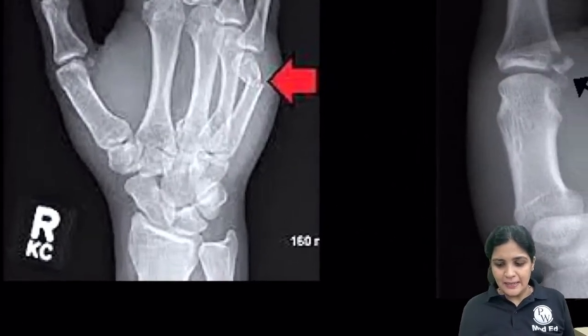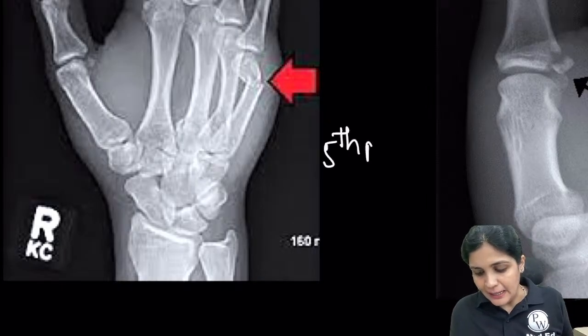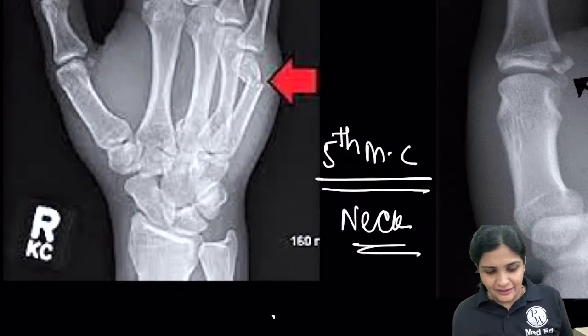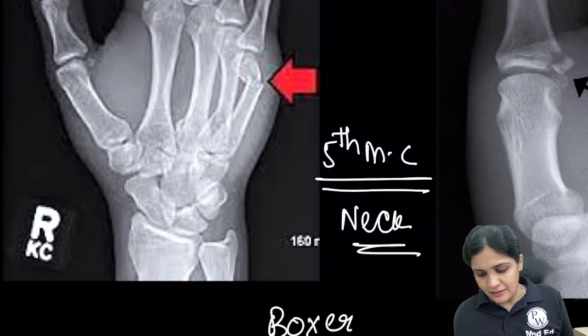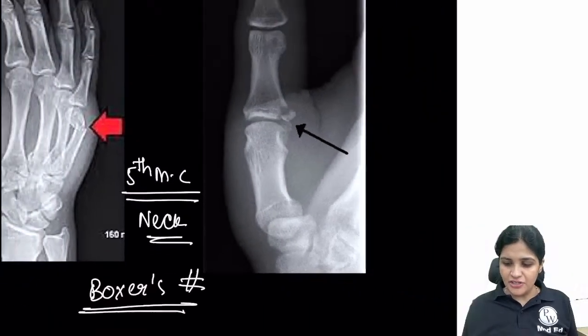And what is this? This also starts with B. And you see it is in the 5th metacarpal neck. Boxer's fracture. Very good. How do you treat the boxer's fracture?